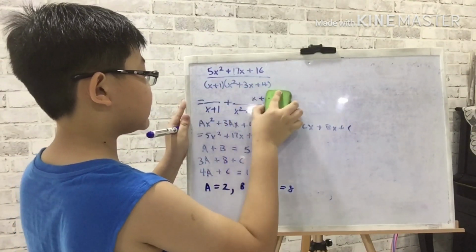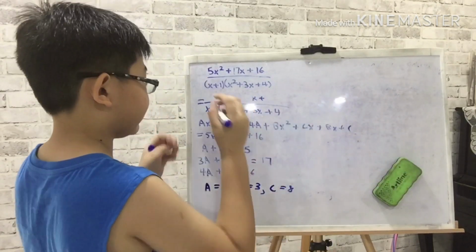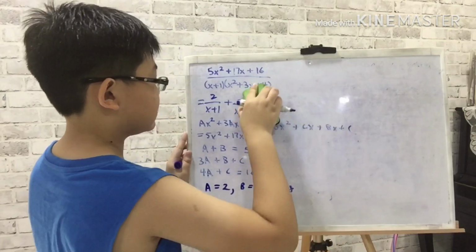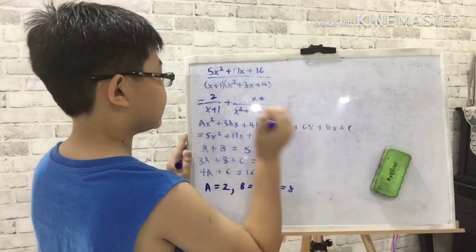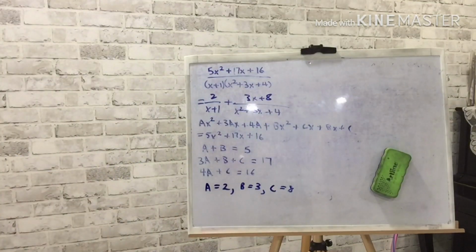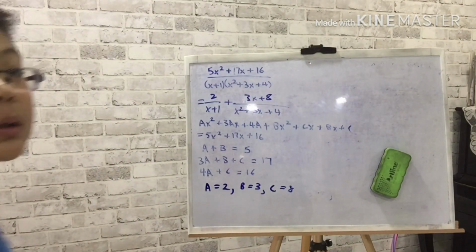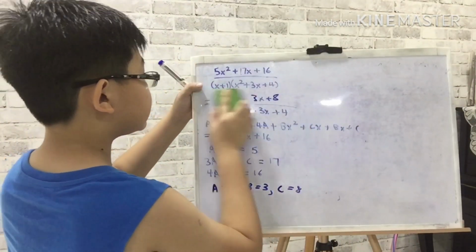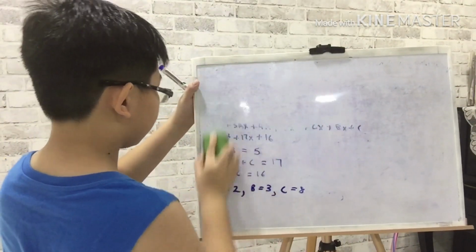I'm just going to erase these, just to know them. This is a, 2. This is b, 3. And this is c, 8. Yep, that's the partial fraction. And now I'm just going to integrate that whole thing.